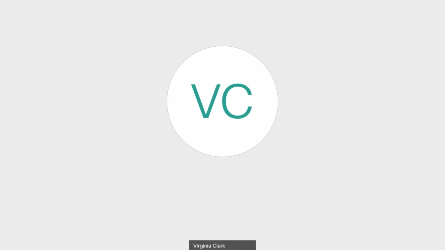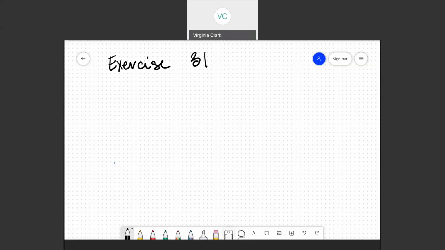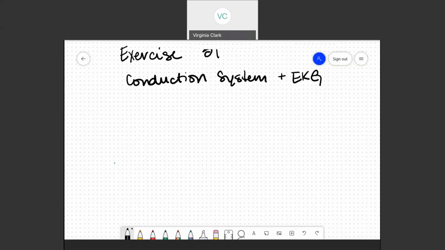We're going to be talking about exercise 31, the conduction system of the heart, and electrocardiography, or the electrocardiogram. So with exercise 31 and this conduction system and the EKG, we're talking about how and why. Step 1, why the heart actually does what it does.